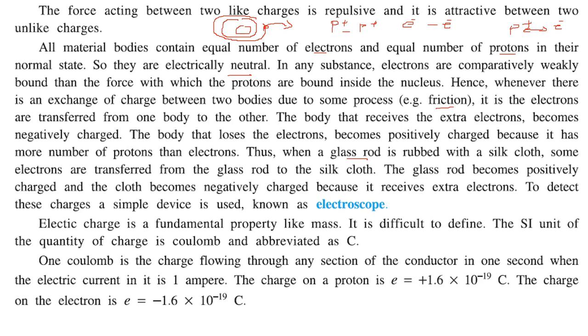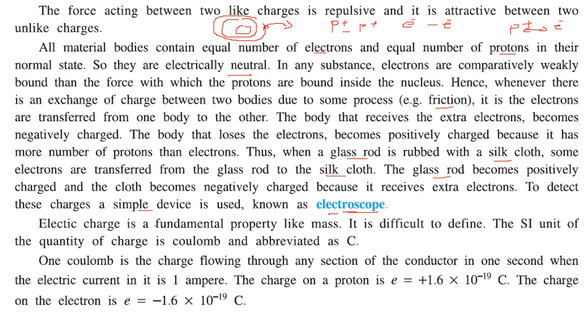Say you take a glass rod and rub it with a silk cloth. Some of the electrons from the rod will get transferred to the silk cloth, and the glass rod will become positively charged because the electrons have gone to the cloth. In the same way, the cloth will gain some electrons and be negatively charged. In order to detect these charges, we have a very simple device known as the electroscope.